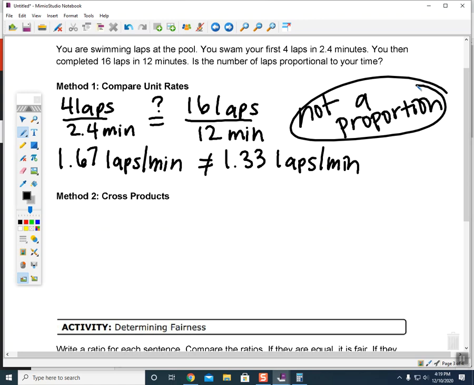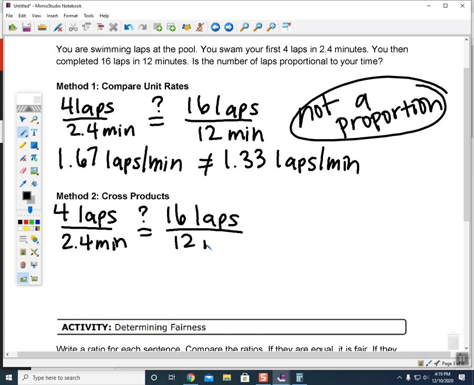Another way we could have solved it is with cross products. So we're using the same values, 4 laps in 2.4 minutes. I want to know, is that proportionate to 16 laps over 12 minutes? And we already know it's not, right? So that's obvious in this case, but we just want to look at another way that we could have solved this. So cross products tell me that if these form a proportion, 4 times 12 would equal 16 times 2.4.